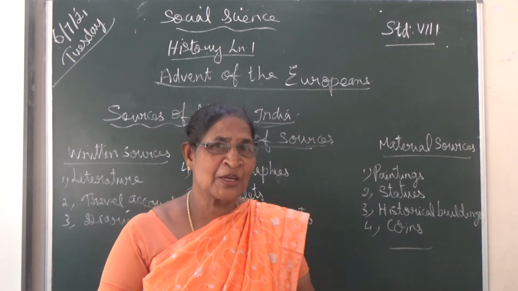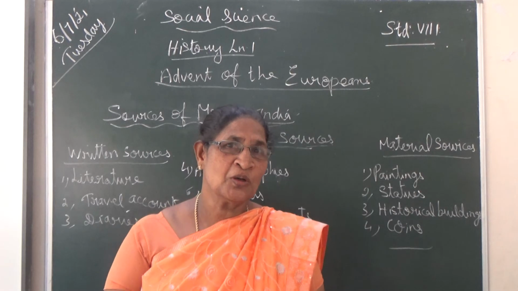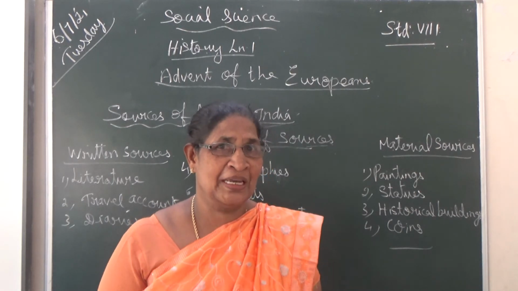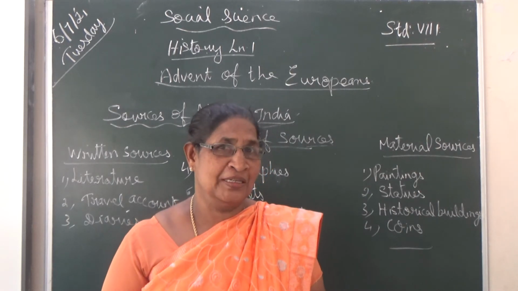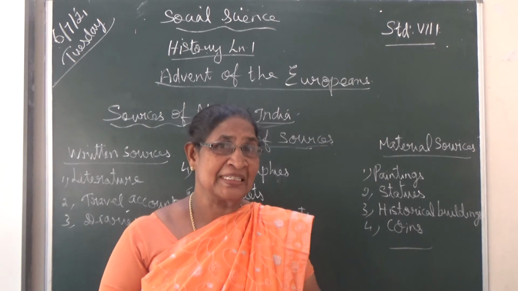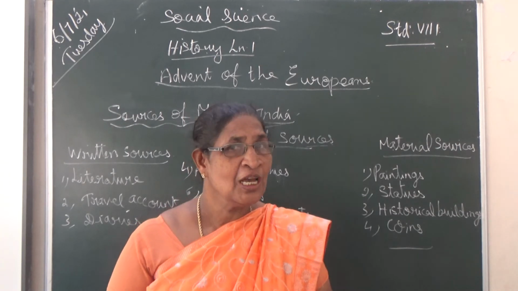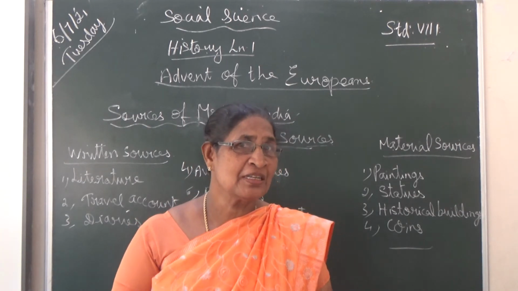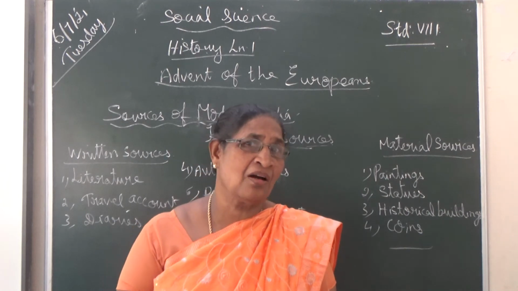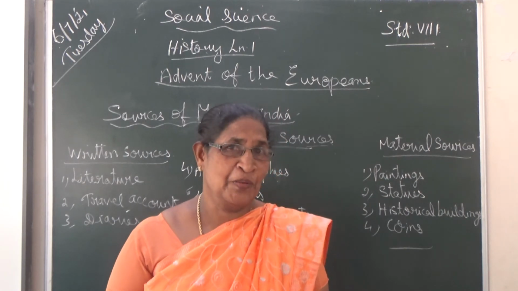Who were called the Europeans? The people who lived in Europe. They are called the Europeans: the British, the Dutch, the Portuguese, the French, the Spanish. So, advent of the Europeans means the arrival or the coming of the Europeans.